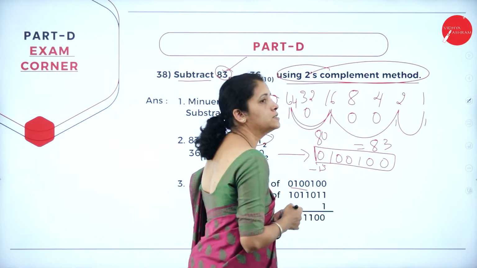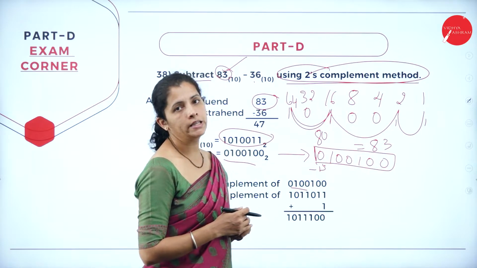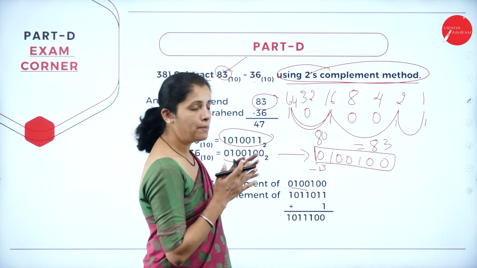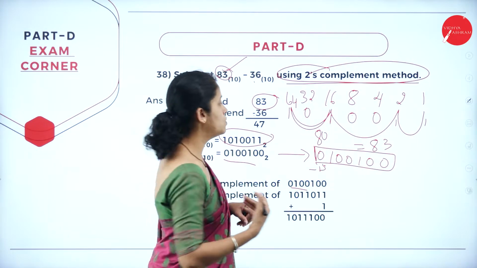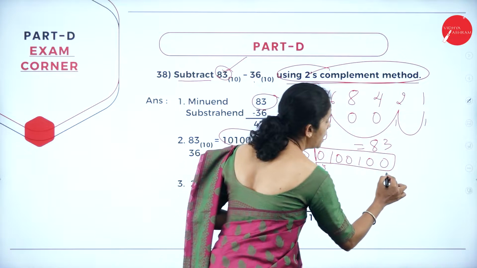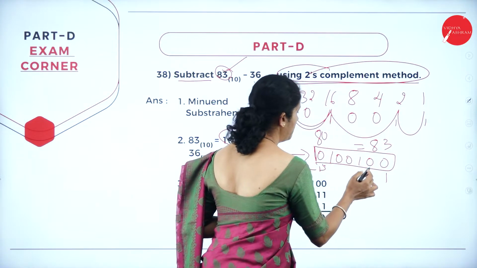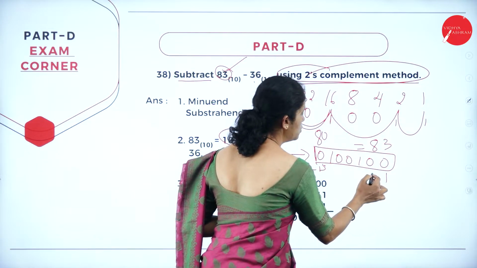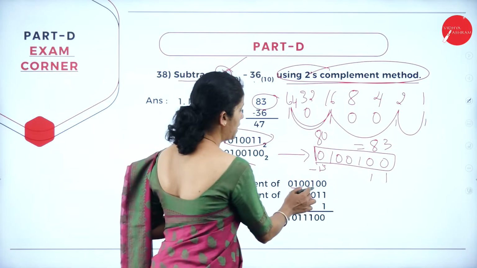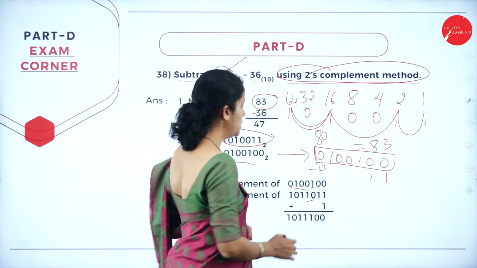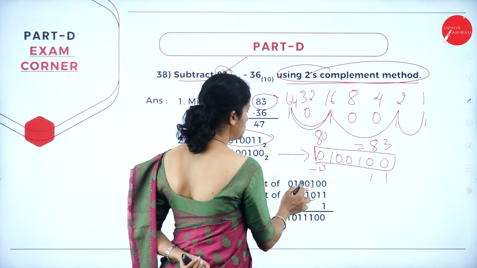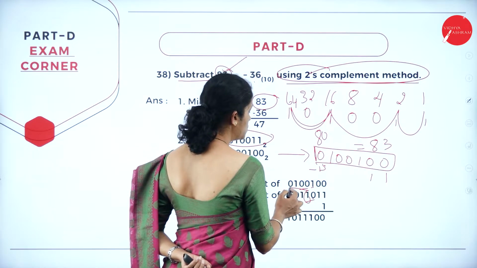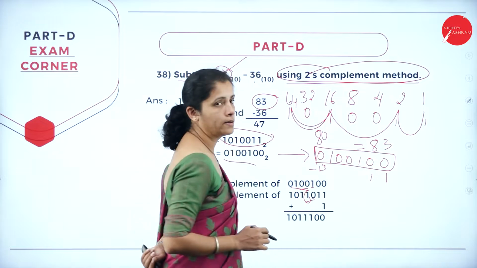Ones complement is what? I'm going to write the inverse. That is, if I'm having 0, I'll make it 1. If I'm having 1, I'll make it 0. So here I'm having 0, I'll make it 1. Here I'm having 0, so I'll make it 1. Here I'm having 1, so I'll make it 0. Here I'm having 0, I'll make it 1. So 0, 1, 1, 0 and 0, 1.